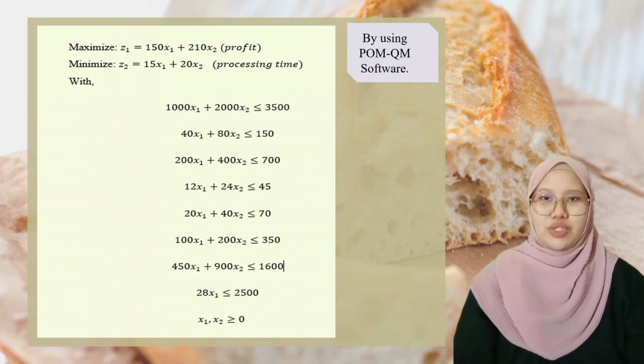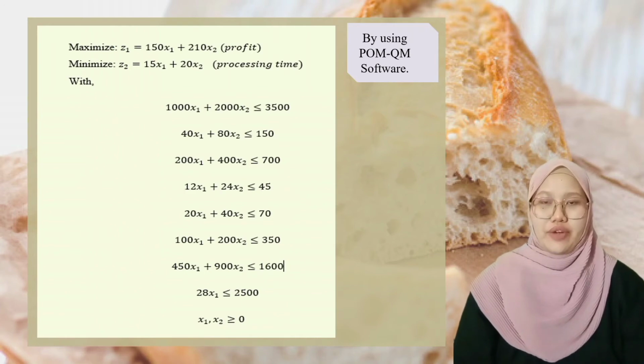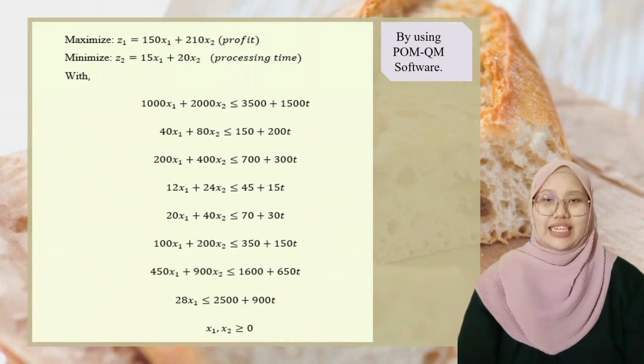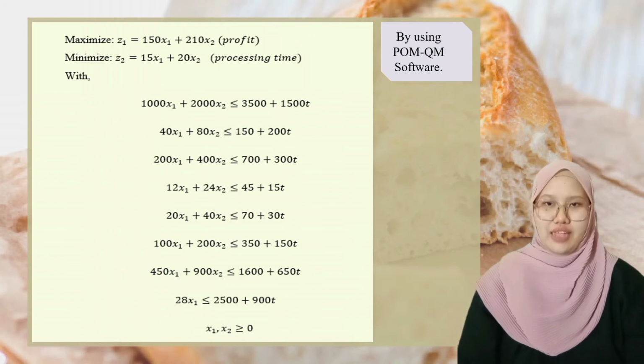This slide shows the equation used in the first step. The equation has been formulated by data collected and run by using POM-QM software. Next, this is the equation used in step 2 by adding the number of inventory tolerance by using the same software as in the first step.